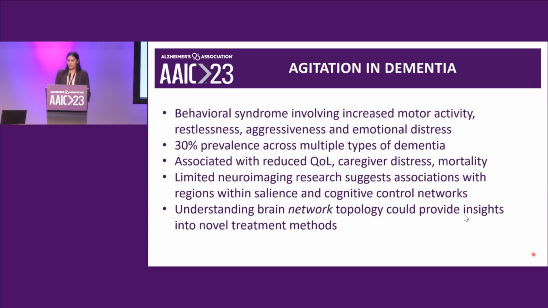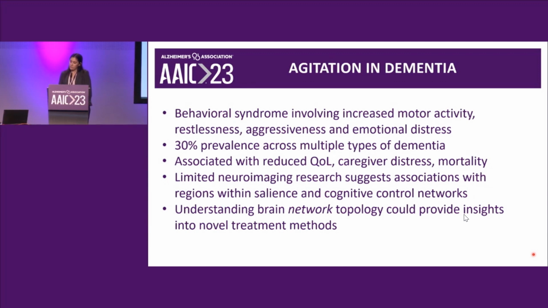Okay, so agitation in dementia is a behavioural syndrome that involves increased motor activity, aggressiveness, emotional distress and restlessness. And across multiple forms of dementia, it's got a prevalence of around 30%. It's associated with several negative outcomes, including reduced quality of life, caregiver distress, and even mortality. And there's only been a limited amount of neuroimaging research performed looking at agitation, and that which has been done tended to focus on regional analyses.